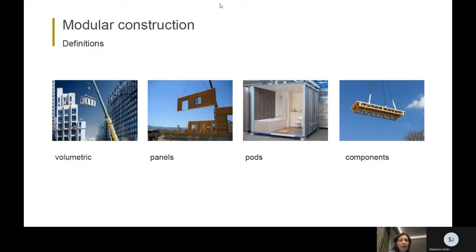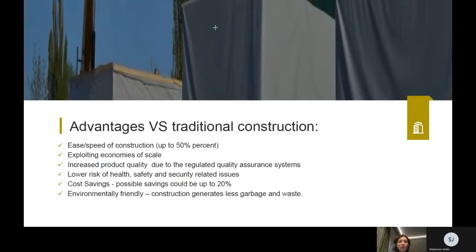What is also very important here is that there are some advantages that modular construction has in comparison with the traditional construction. First of all, it's the ease and speed of construction. Modular construction is up to 50% faster than the traditional one. Modular construction exploits economies of scale. Of course, there is an increased product liability due to regulated quality assurance systems. There is a lower risk of health, safety, and security related issues. And of course, together with the speed of construction come cost savings. Possible savings could be up to 20%.